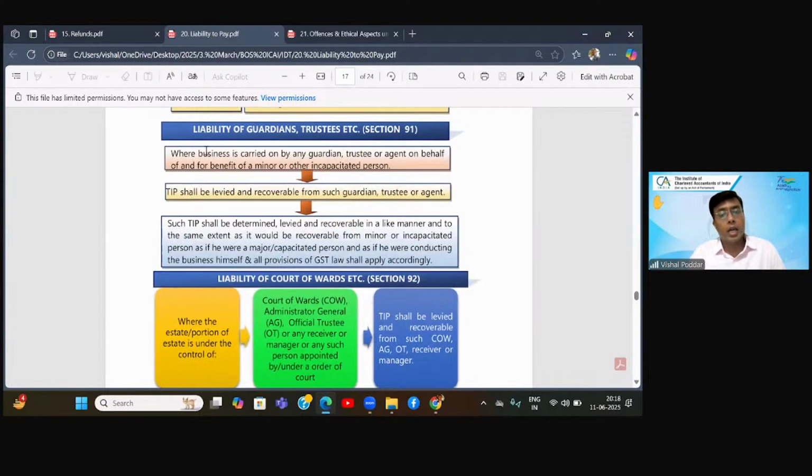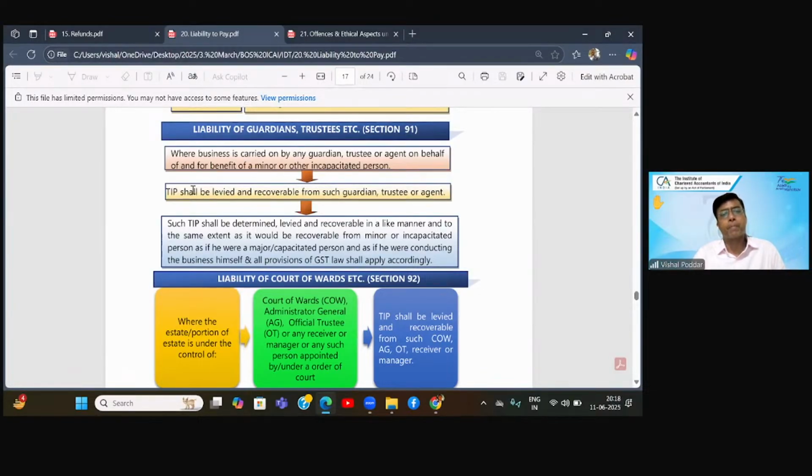Next, liability of guardians or trustees. Where a business is carried on by the guardian, trustee, or agent on behalf of or for the benefit of a minor or any other person who is incapacitated. We know who are incapacitated: a person of unsound mind, a person who is not having a proper mental condition. All these are incapacitated, and obviously minors are incapacitated.